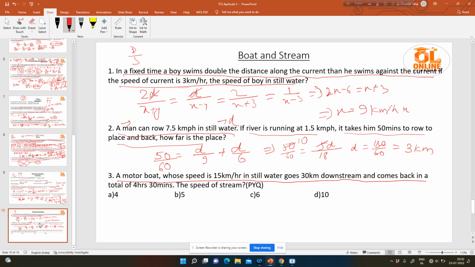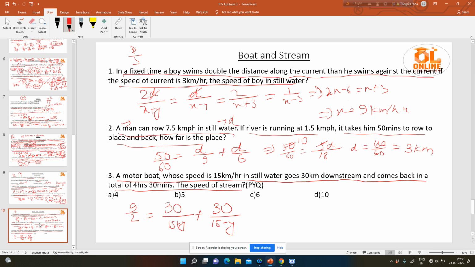Okay, so a motorboat whose speed is 15 kilometer per hour in still water goes 30 kilometer downstream and comes back in a total of 4 hours 30 minutes. What would be the speed of the stream? Again, same type of question. It covers the total distance in 4 hours 30 minutes. So we can consider 4 hours 30 minutes as 9 by 2 hours, right? So he goes 30 kilometer downstream, so 30 by x plus y in downstream, and x is given as 15, we don't know what y is. Same, 30 downstream by 15 minus y.